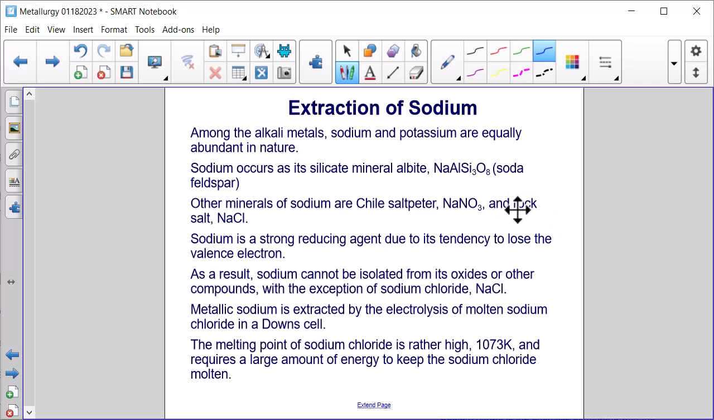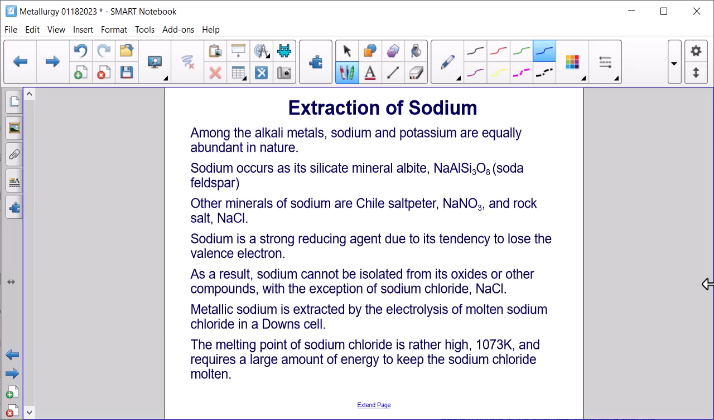Other minerals of sodium are Chile saltpeter, or sodium nitrate, and rock salt, sodium chloride. Sodium is a strong reducing agent due to its tendency to lose the valence electron. As a result, sodium cannot be isolated from its oxides or other compounds, with the exception of sodium chloride.